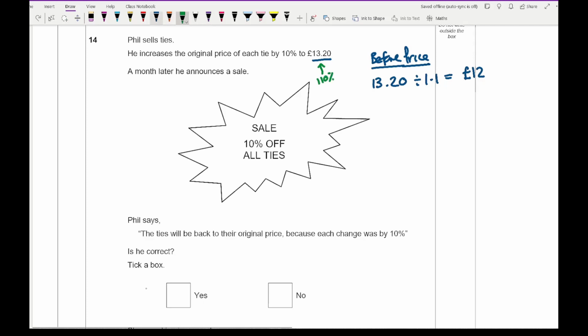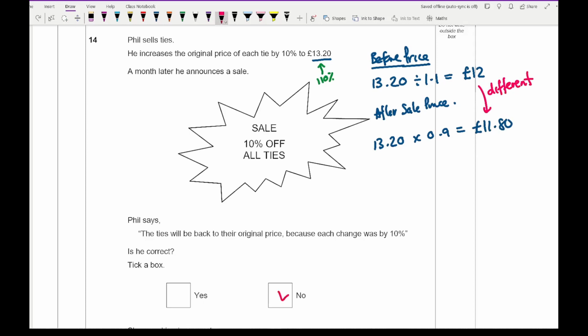Now, if we then take off 10% off that, the after sale price is going to be £13.20 multiplied by 0.9 because we're taking off 10%, and that comes up to a price of £11.88. As you can see, these two prices are different and not the same, so the answer then is no.